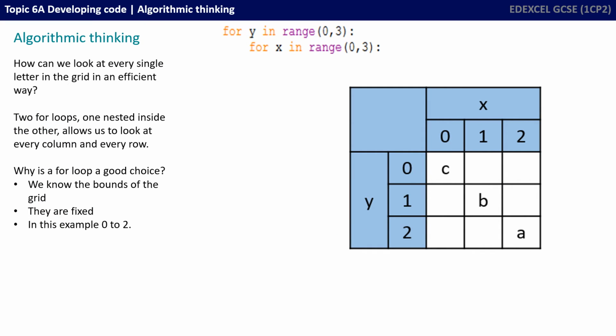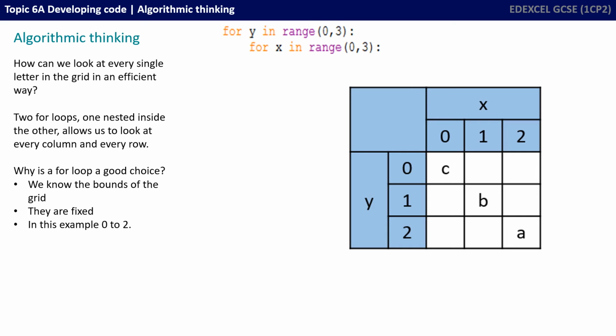So the next thing we need to do is think about how we're going to look at every single letter in the grid. Well, because we want to look at all of the columns and we want to look at all of the rows, then it feels like 2 for loops would be a good approach. This is because the bounds of the grids are known in advance. We know the size of the grid in x and y coordinates, so it suits well for a loop.